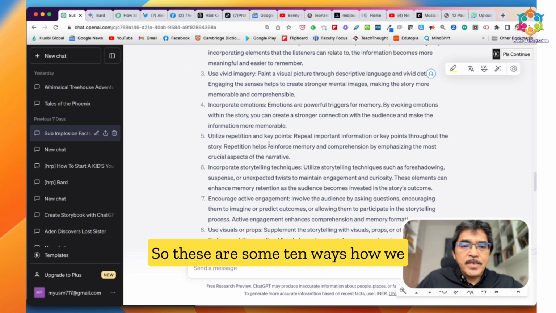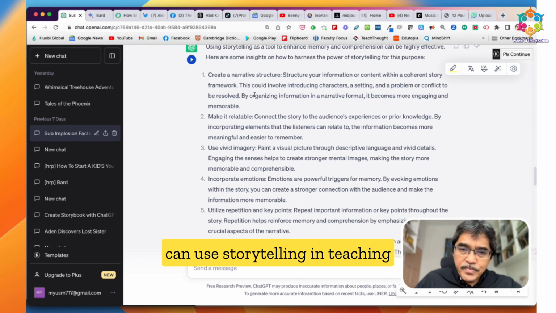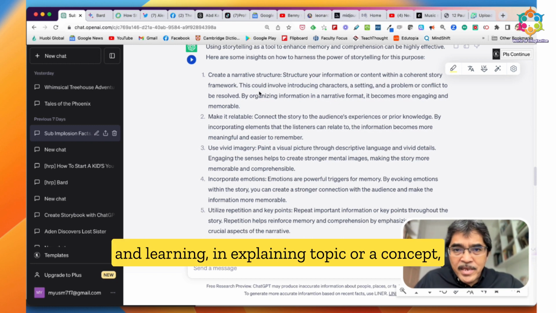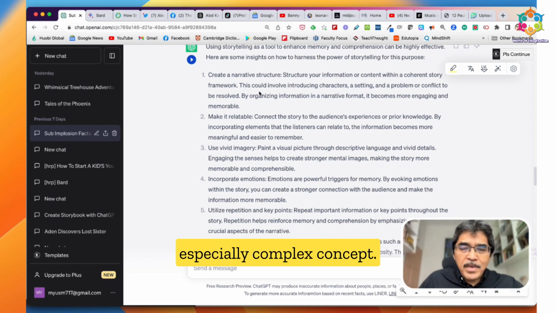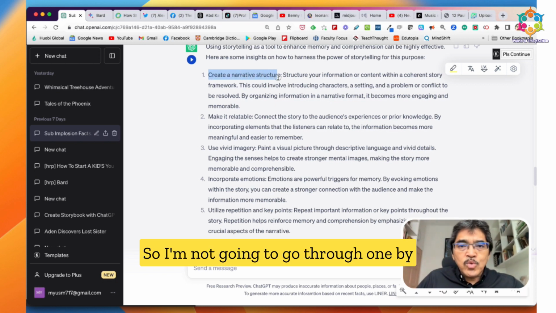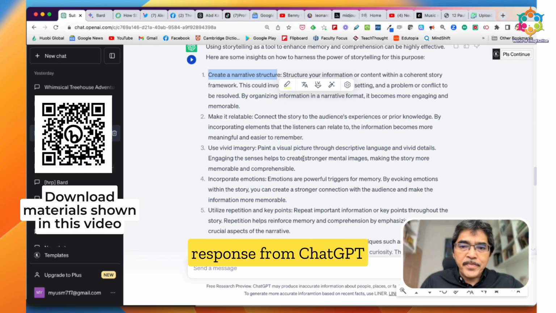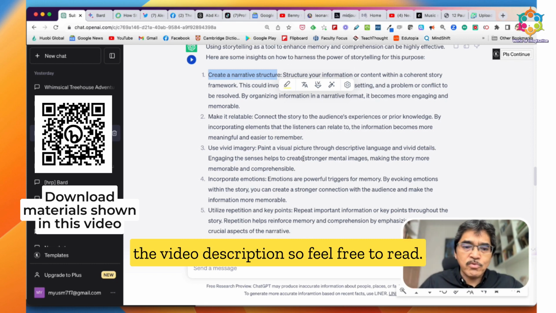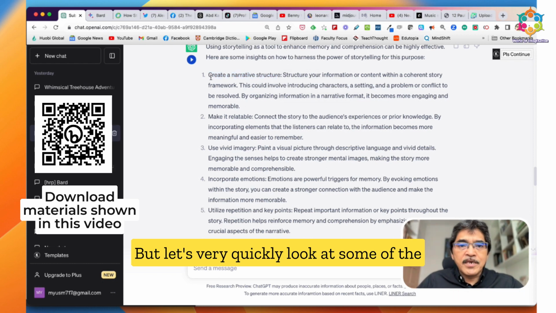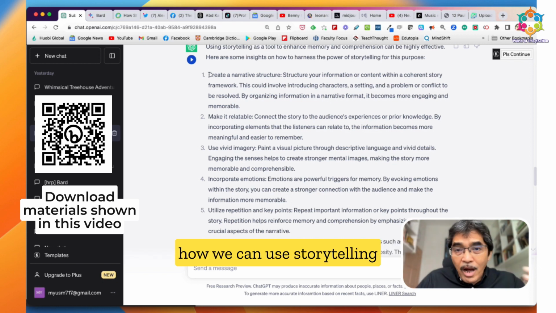So these are some 10 ways how we can use storytelling in teaching and learning, in explaining a topic or a concept, especially complex concept. I'm not going to go through one by one in detail here, but I will share the response from ChatGPT in the video description if you are interested, so feel free to read. But let's very quickly look at some of the ways we can use storytelling in teaching and learning.